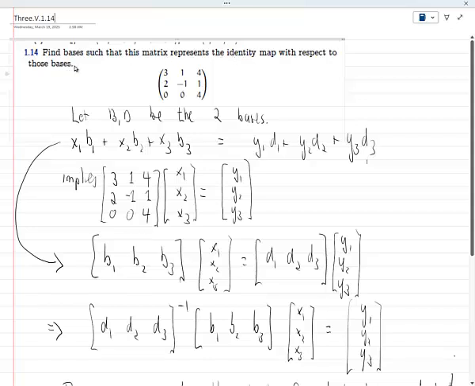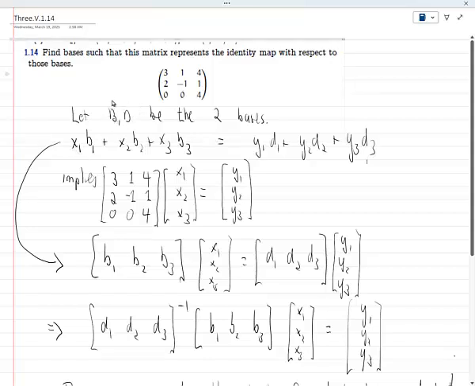Okay, so we're dealing with three-dimensional vector space. Actually, we're dealing with R3. And we know that we can represent vectors in terms of any basis. So we want to translate between two different bases. So what is this talking about? So when he says the identity map with respect to two bases, we can represent any vector in R3 in terms of a basis.